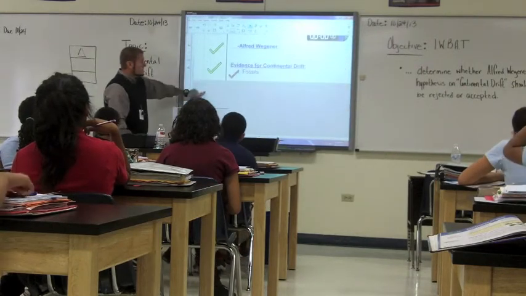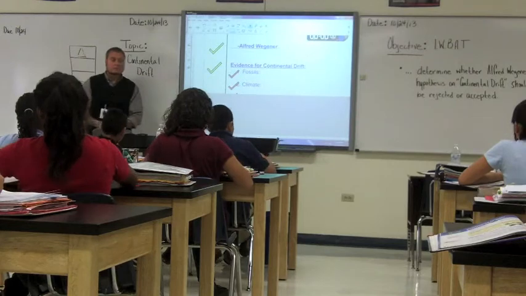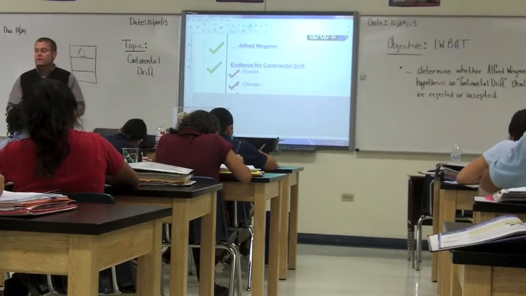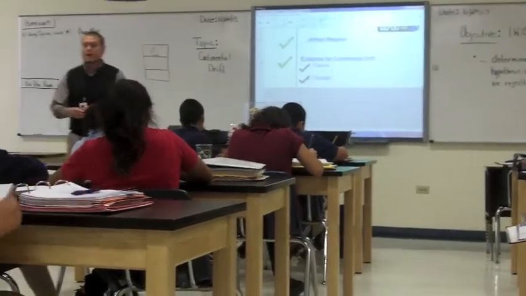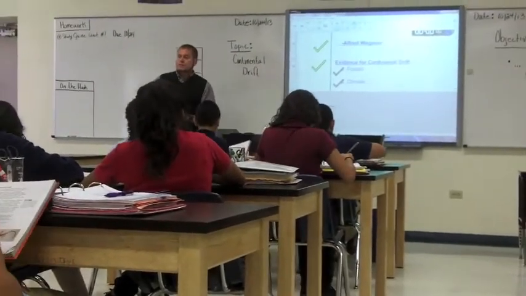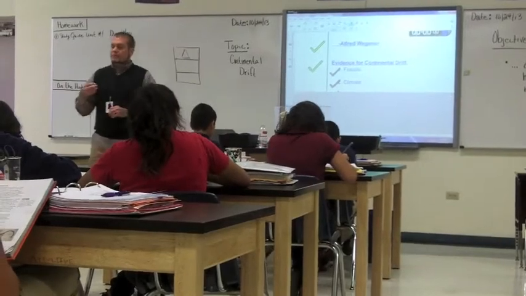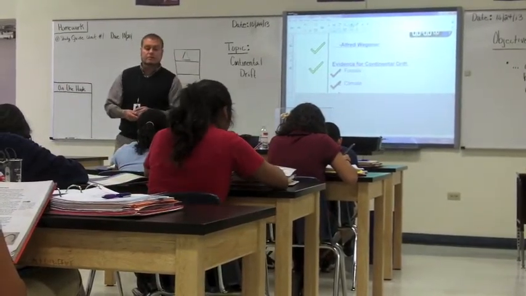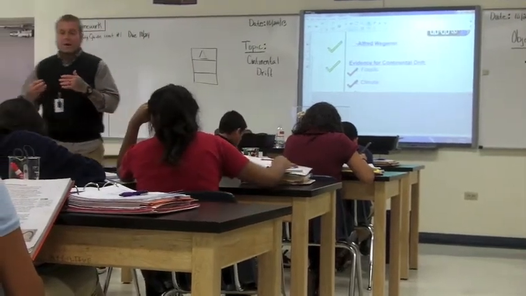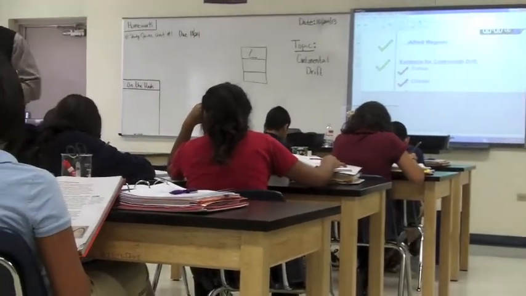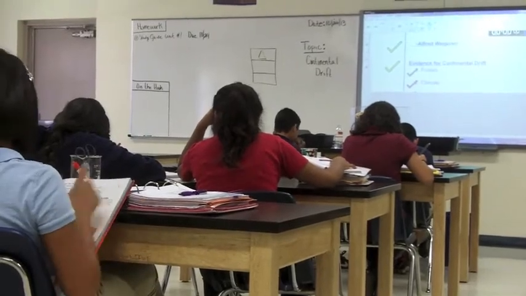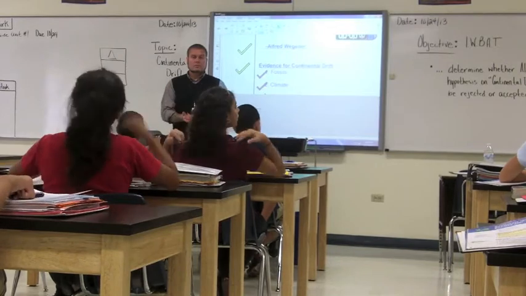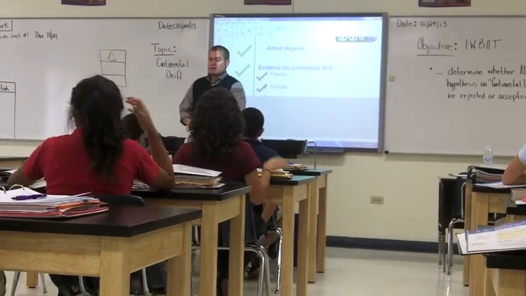The next piece of evidence that he presented was on climate, okay? So I want you to subtitle climate. And then I'm going to give you 2 more minutes, and I want you to do the same. I want you to read the information that's provided on climate, and I want you to write why that information was important, or why Wegener felt that information supported his hypothesis. Okay, 2 minutes. One. Pencils down. Okay.